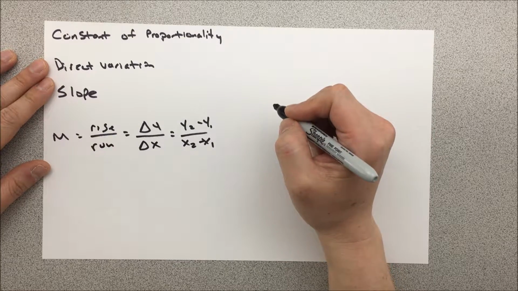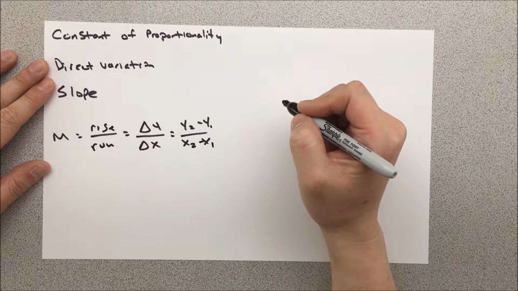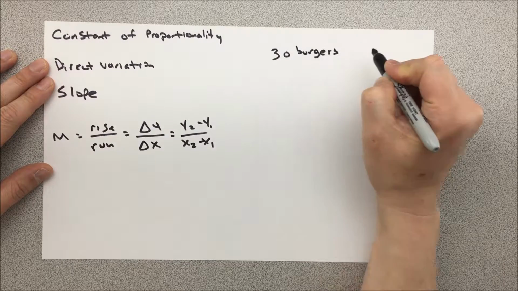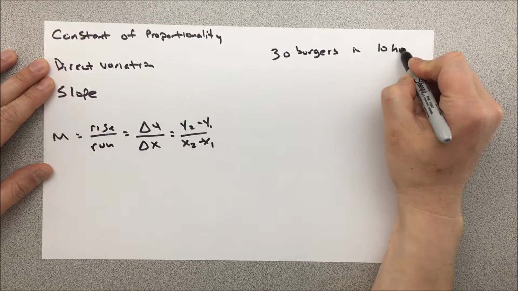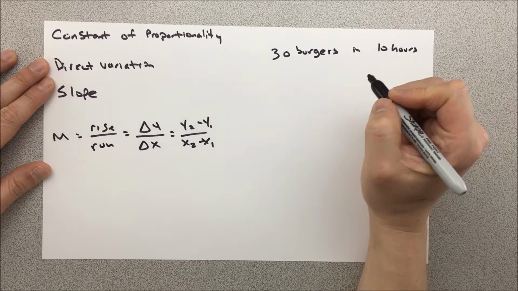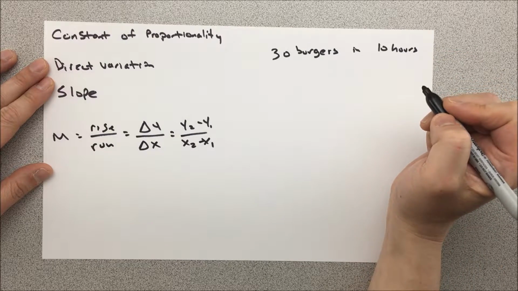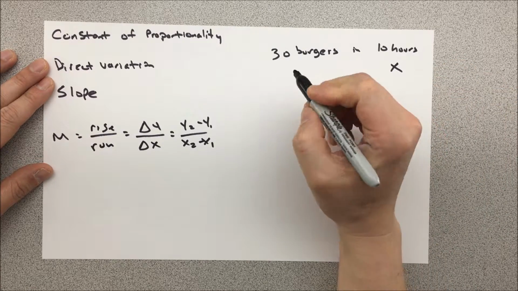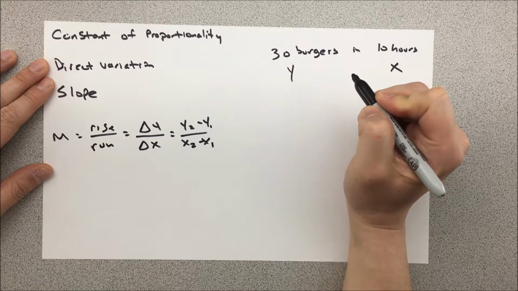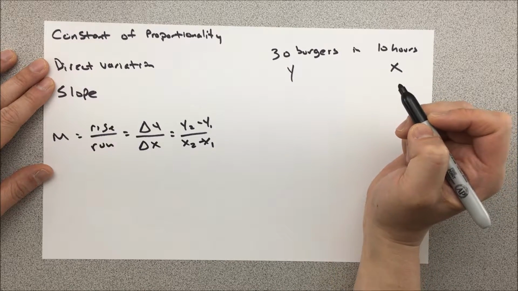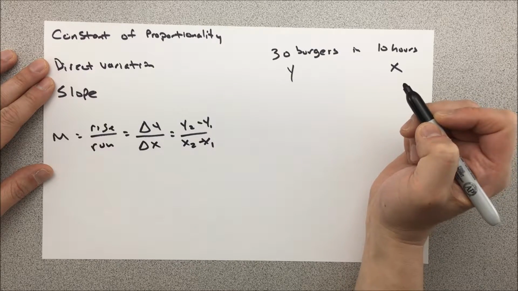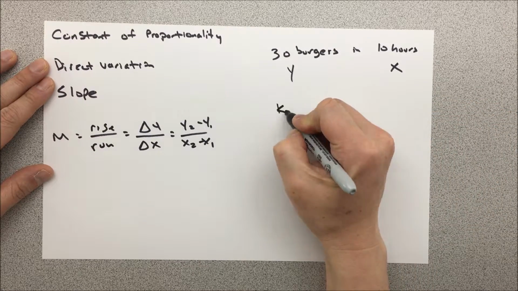For example, the problem may state, what is the constant of proportionality if you sell 30 burgers in 10 hours? It may even tell you exactly which one is the independent variable x and which one is the dependent variable y. And from this information, you have to calculate the constant of proportionality, or sometimes called k.